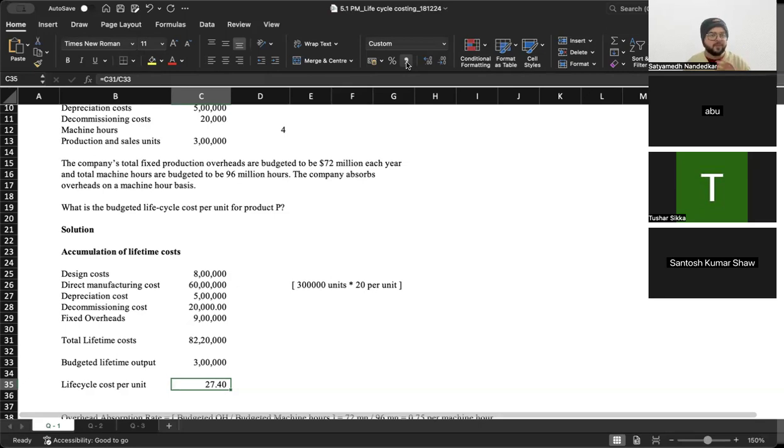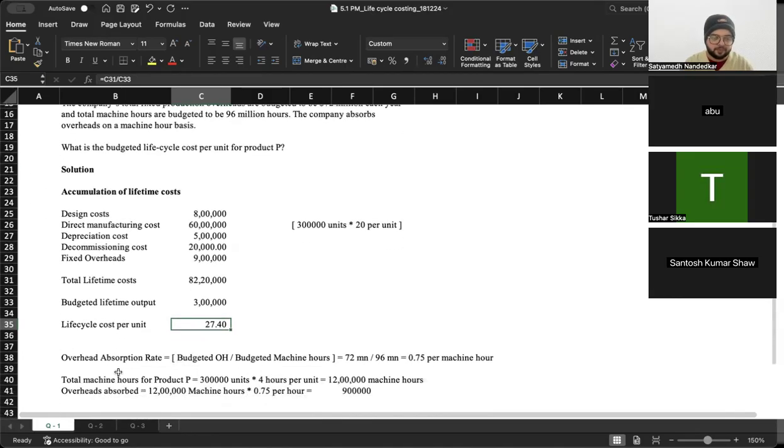Now, in this question, there's nothing tough per se. The only thing you have to keep in mind is that these are the company's total fixed production overheads. You need the overheads absorbed for this item. That is one place where a small mistake can happen. Apart from that, everything is relatively straightforward.